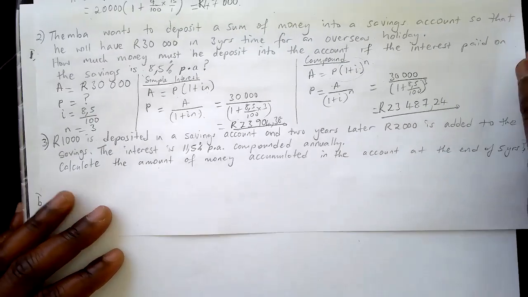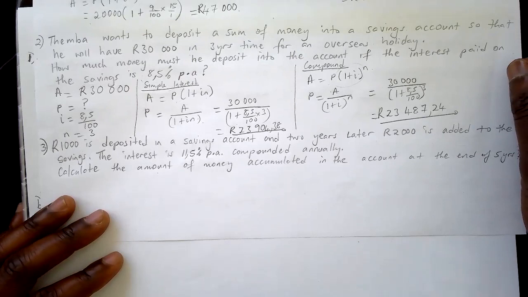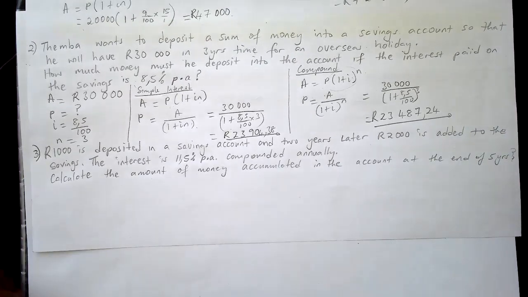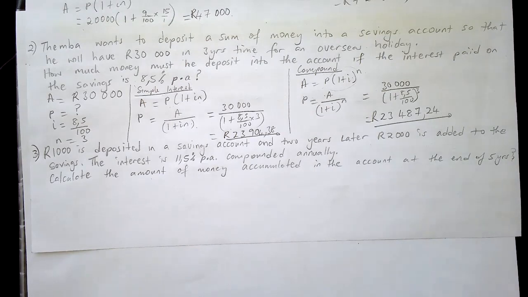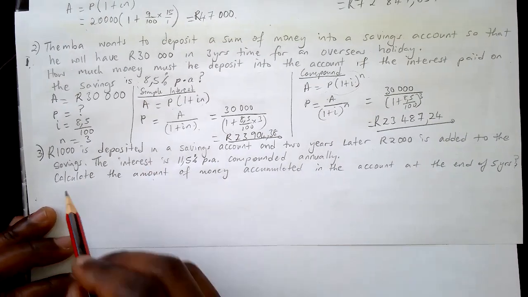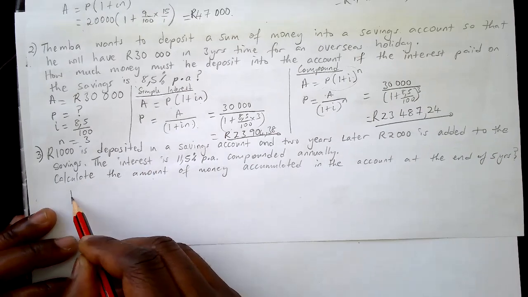We're told that 1,000 rand is deposited in a savings account, and 2 years later, 2,000 is added to the savings. The interest is 11.5% per annum, compounded annually. Now calculate the amount of money accumulated in the account at the end of 5 years. So understand something here. What we have here is that we can draw what we call a timeline. We are saying it is T0 there.